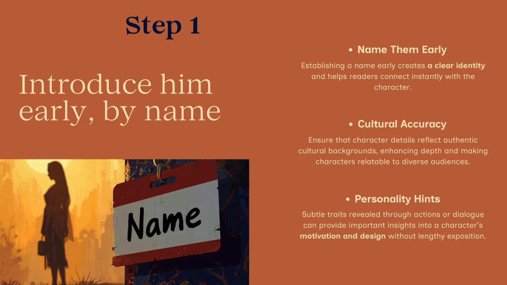Number 1, introduce him early and by name. One of the biggest mistakes new writers make is introducing their main character too late. As a rule, he should be the first person on stage, and the readers should be able to associate his name with how they see him. Establish a name early. Doing that creates a clear identity and helps the reader connect instantly with the character.